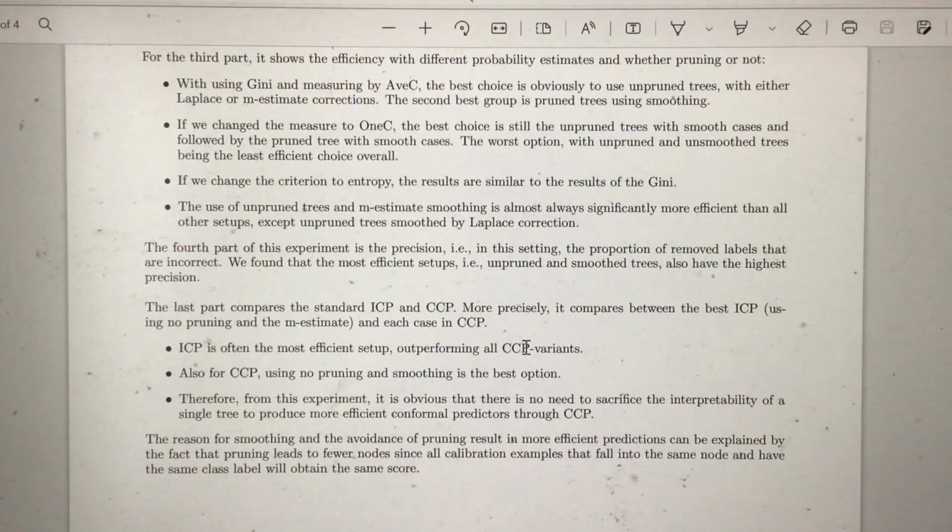So therefore, from the experiment, the author says it is obvious that there is no need to sacrifice the interpretability of the single tree to produce more efficient conformal predictors through CCP. Yeah, so that means the ICP is good enough. We don't need to use the CCP.